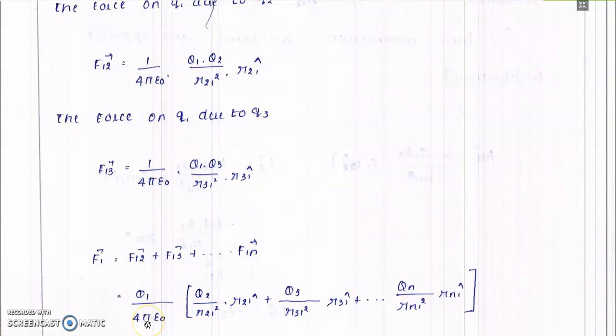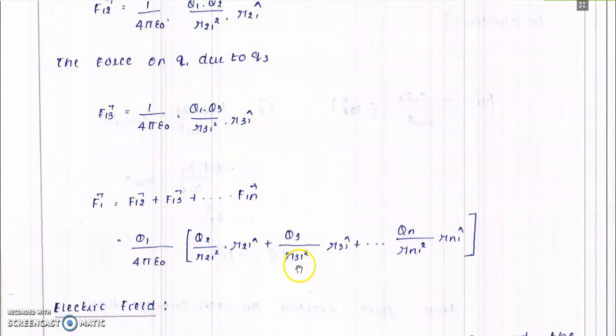Q1 divided by 4 pi epsilon naught is a constant value. There may be no change in this constant value. The only variables are Q2 R21 square R21 cap plus Q3 R31 square R31 cap plus Qn Rn1 square into Rn1 cap. Here R21 cap, R31 cap, Rn1 cap denote the unit vectors, that is, the direction of force. F21 is nothing but the force experienced by charge 1 due to charge 2. Likewise, F31 is the force experienced by charge 1 due to Q3.